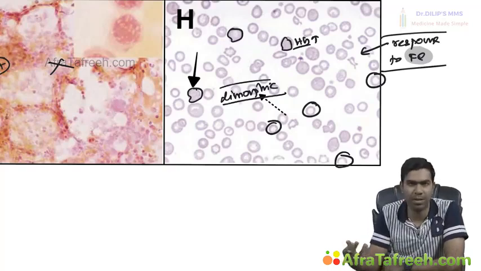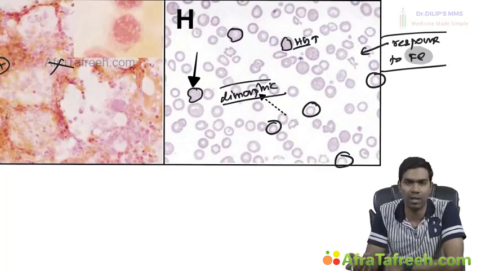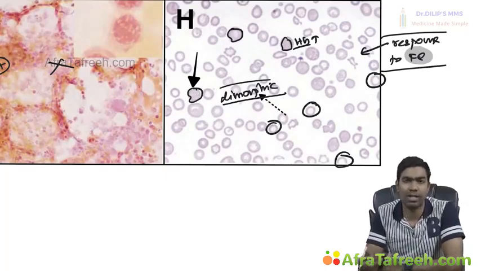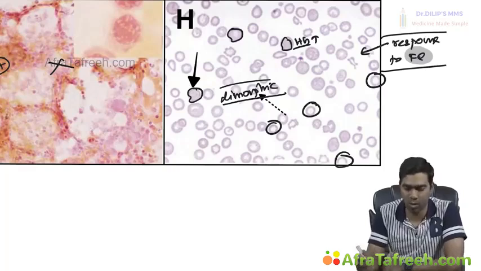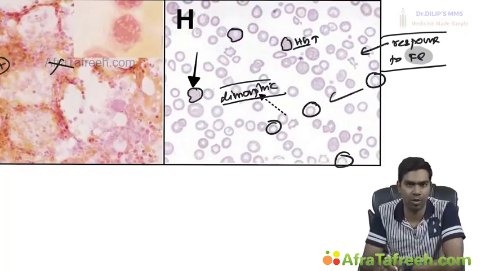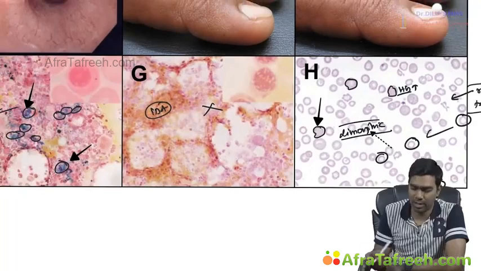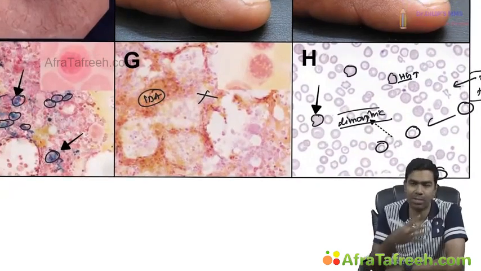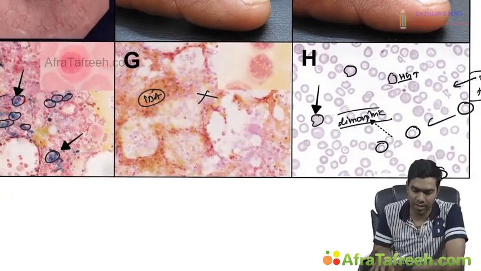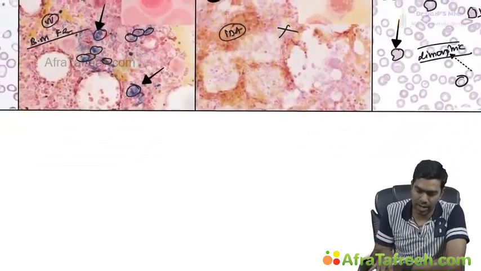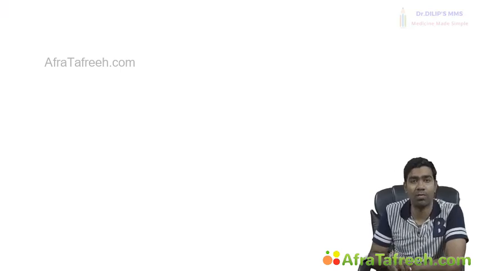So you will see a dimorphic picture in the peripheral smear when the patient is receiving iron supplements once they have been diagnosed with iron deficiency anemia. If there is a good response in the early stage, this is the picture you are going to see, something called a dimorphic picture, which is very, very classical. And obviously, the moment you start the iron supplements, your reticulocyte count will definitely increase. So these are some of the iron deficiency pictures that are important for exams.